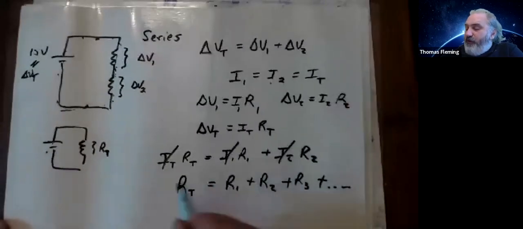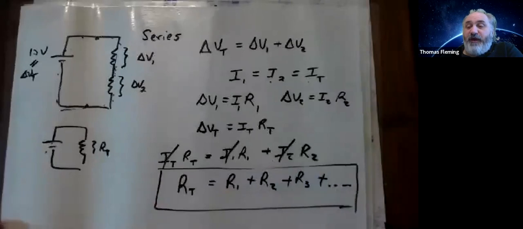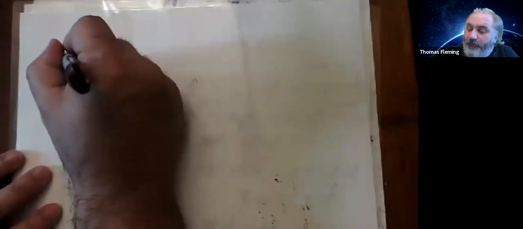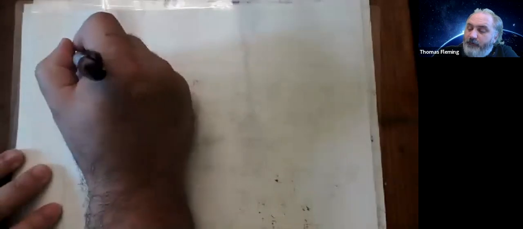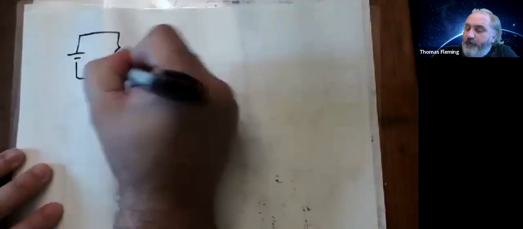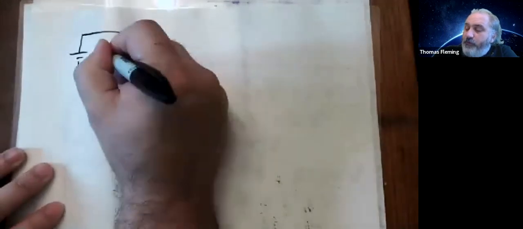So you know where I'm going next. If this is the equivalent resistance rule for a bunch of resistors that are in series, there's probably an equivalent resistance rule for resistors that are in parallel as well. What would that rule look like? Well, let's draw a circuit that's in parallel. Here's my DC battery. Here's resistor 1. Here's resistor 2.